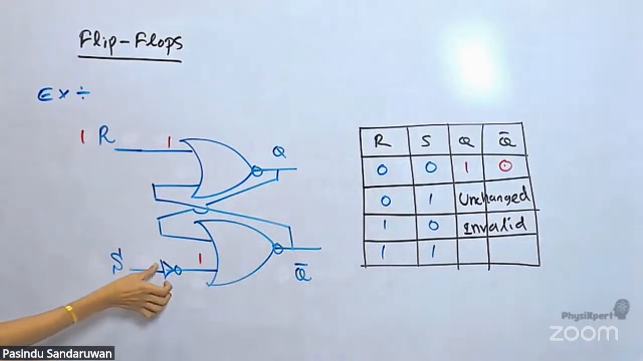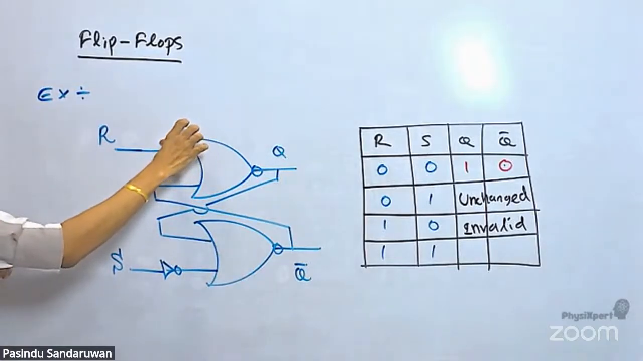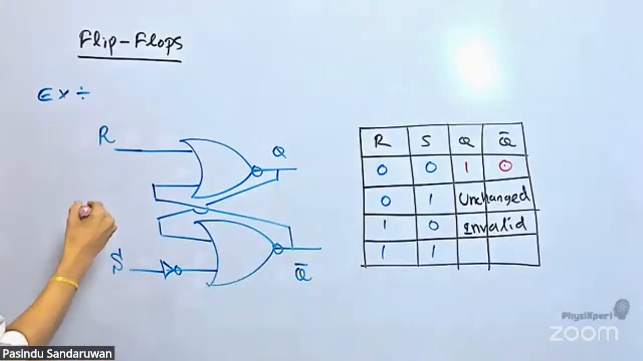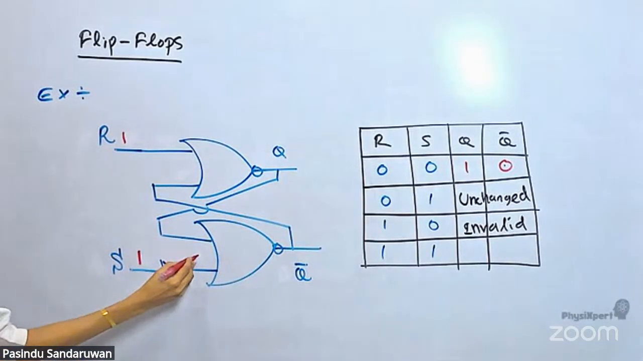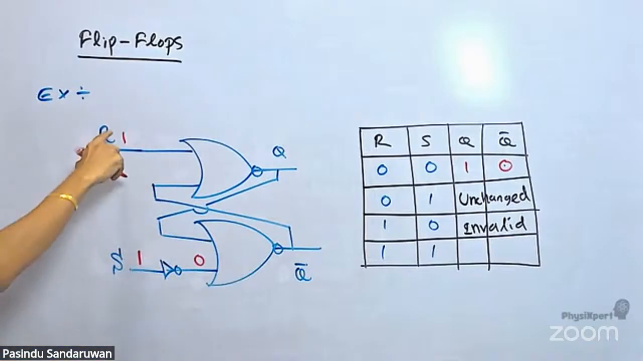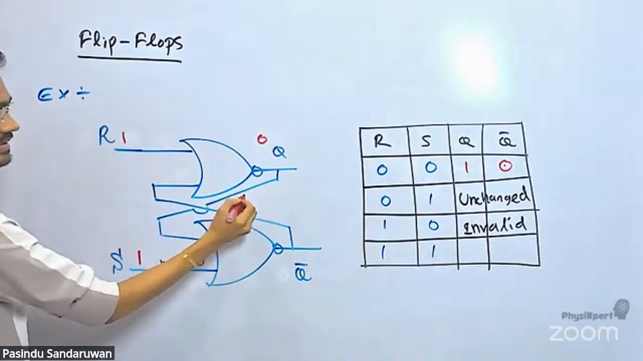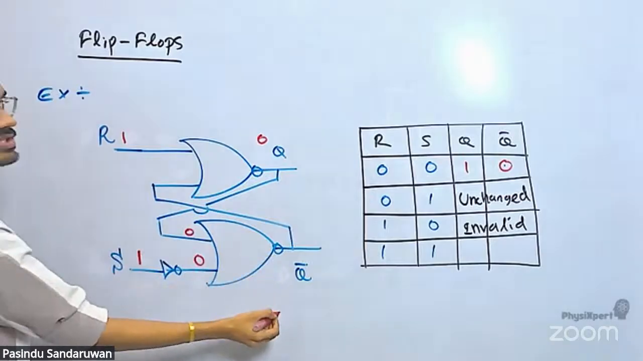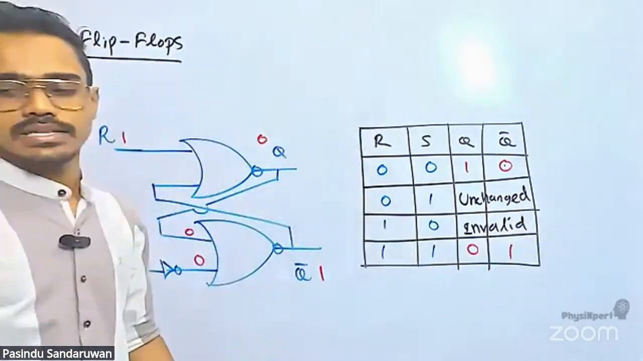And the last one. Listen, the last one. 1, 1. R is 1, S is also 1. So after the NOT gate there is 0. We can simplify with 1. Then 1 plus anything is 1 here. Its bar is 0. This 0 is coming to here. 0 plus 0 is 0, its bar is 1. Then last line 0, 1. These are the answers.